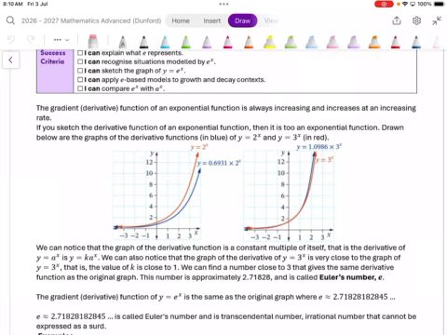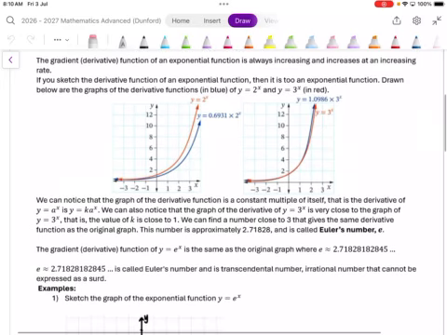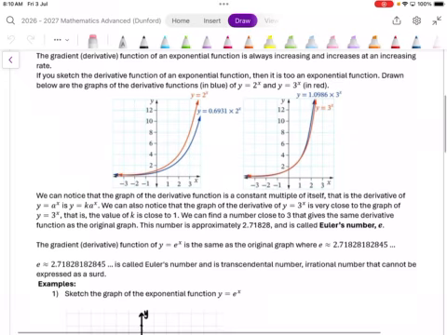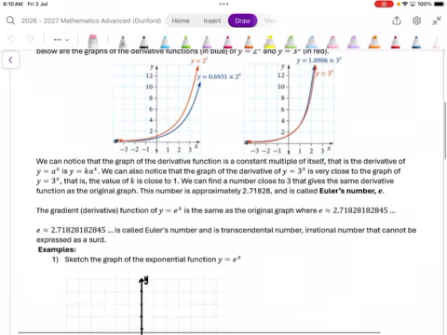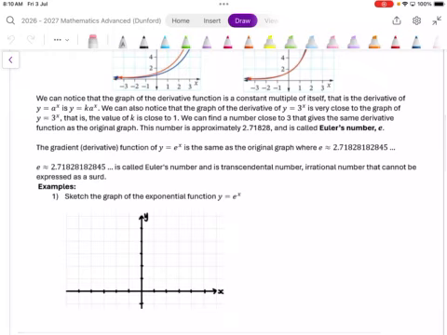So the gradient function of y equals e to the x is the same as the original graph, where e is approximately 2.71828182845, continuing on. It's called Euler's number. It's a transcendental number, an irrational number that cannot be expressed as a fraction. What we're going to do is look at how we can graph the exponential function y equals e to the x to start off with.